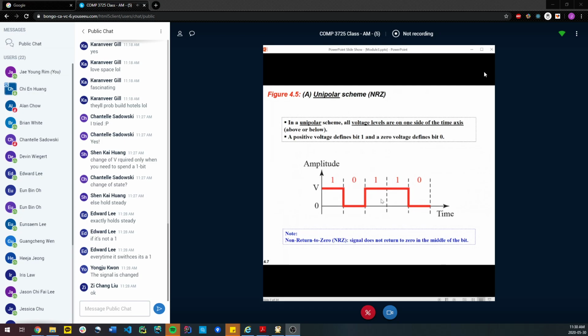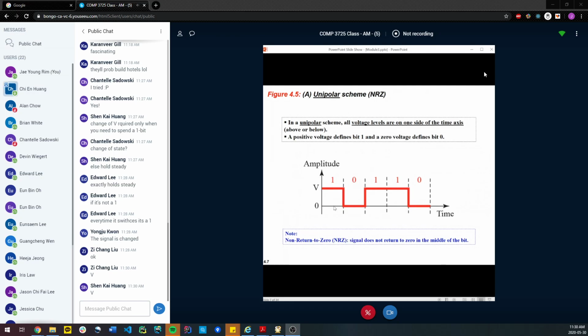What do you think happens to the average if I have a long string of 1s? Does the average skew towards V or 0 if you have a long string of 1s? V. Yeah. Does the average skew towards 0 if you have a long string of 0s? Yeah. Okay. And this is the problem. And you might ask, well, why is that a problem? I'll tell you why this is a problem.